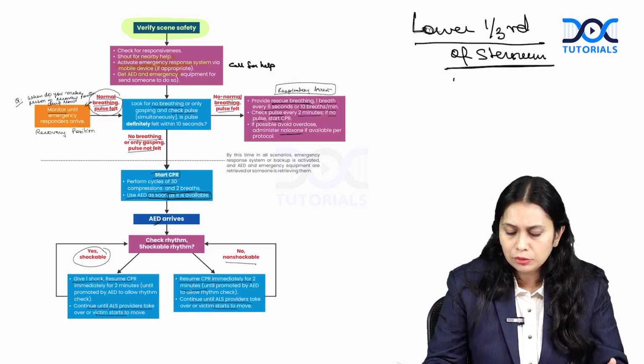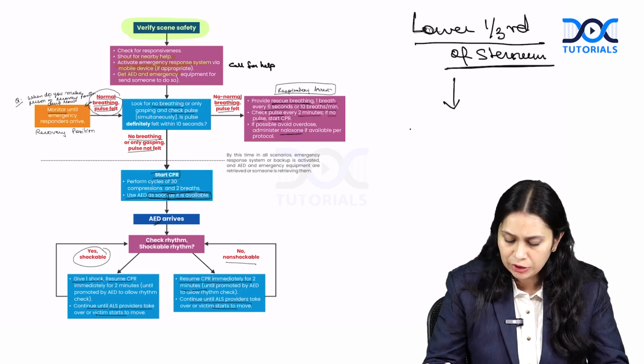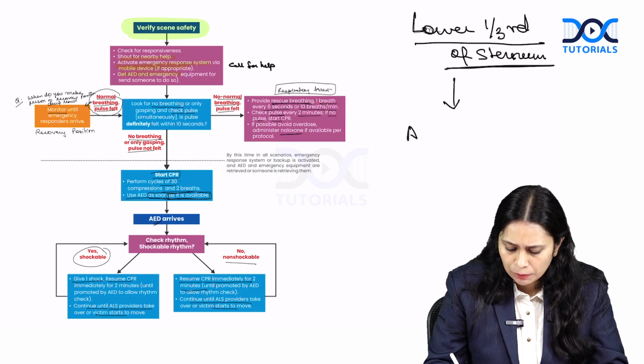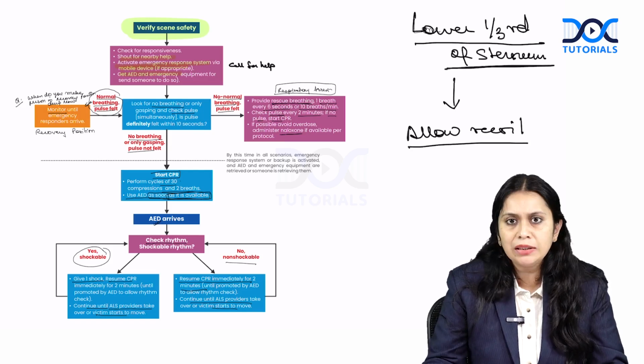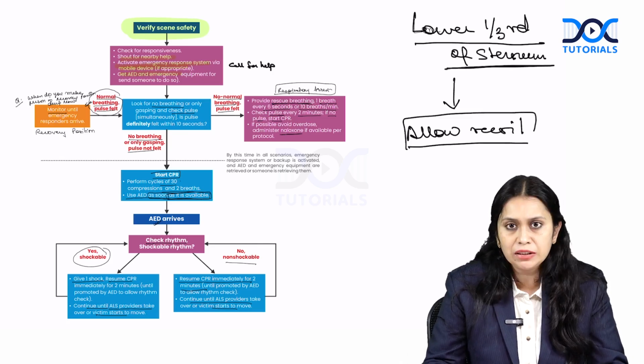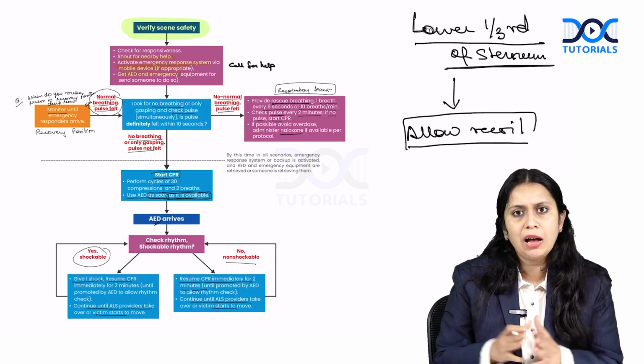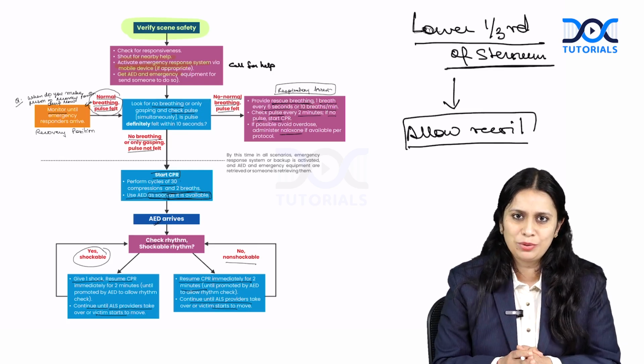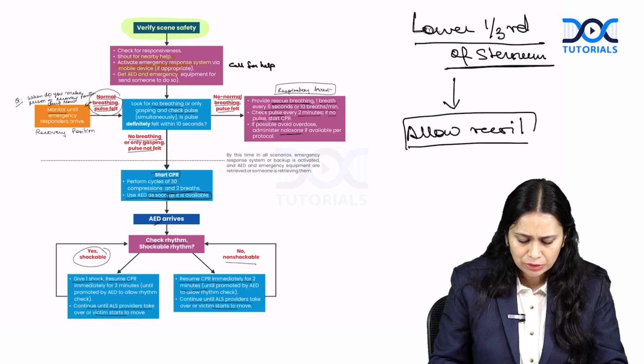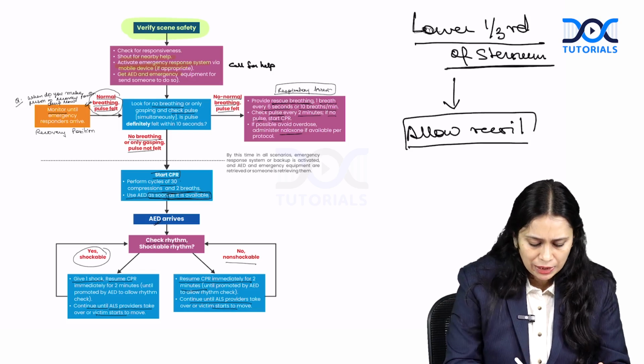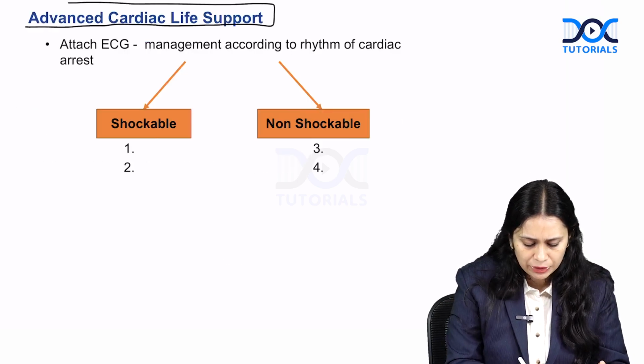Okay, so we do the compression and we allow the complete recoil. So why do we allow complete recoil? Because during your recoil, the heart gets refilled, right? And refilling of the heart is very much important. So this is our basic life support, okay? Now, till what time we go on doing? Till the advanced life support team takes over.